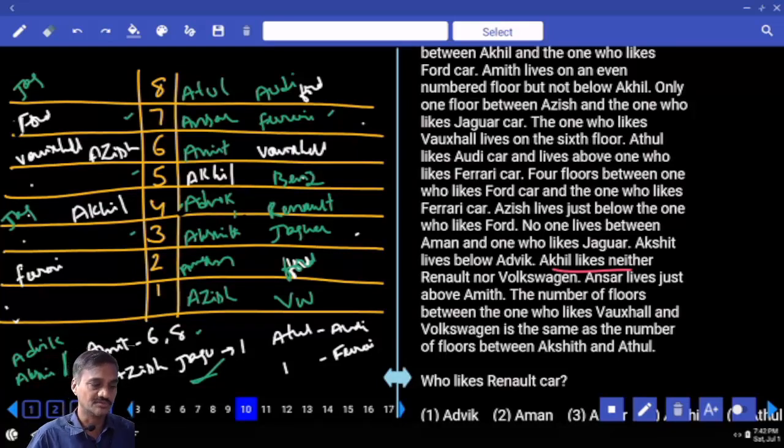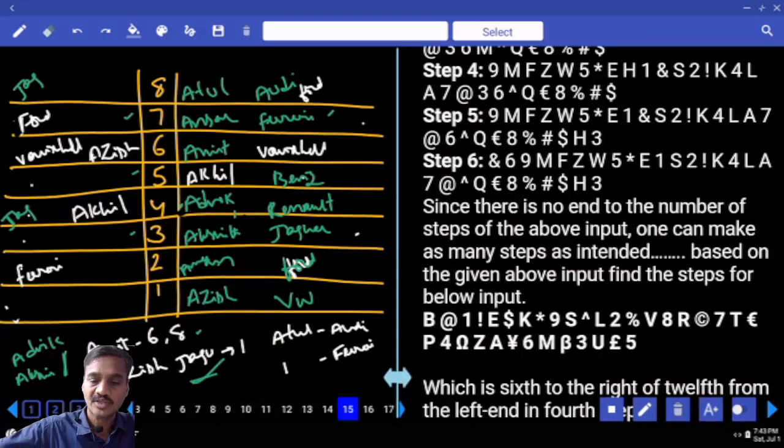Now this is about question numbers 10 to 14. The next one, 15 onwards, is based on input and output. In this input and output, some elements are given and we need to find out the pattern in these elements. Questions 15 to 18 are much easier, everyone. Now in this one, question number 15 to 18.